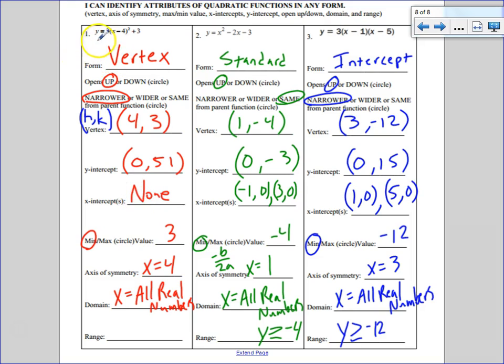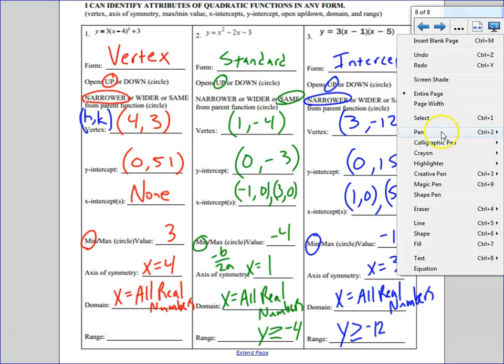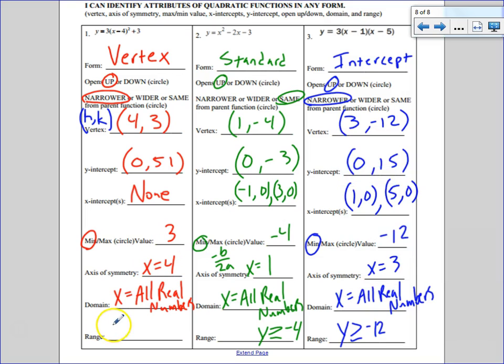In this case, you'd have to substitute 0 in for y and solve for x. You'd find that you can't do that. It has a minimum value since it goes up, and that value is 3. Its axis of symmetry would be 4. Its domain is all real numbers. And I guess I didn't fill in the range. The range would have to be all y values greater than or equal to 3, that minimum value. Everything's above 3 for that one.